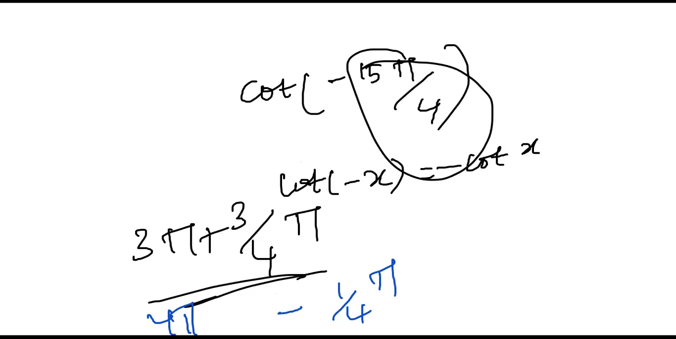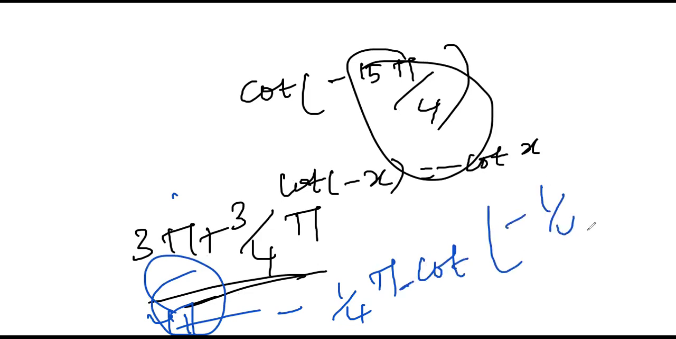When you get the concept, it's 4 pi minus 1 by 4 pi. That's it. So you'll ignore the 4 pi, and you will write it as minus of cot of minus 1 by 4 pi. And just substitute the value of pi as 180. You will get the answer as minus into minus will turn into plus. You will have cot 45 degree, which is 1. Yes, ma'am. Understood, Srishti? Yes, ma'am.